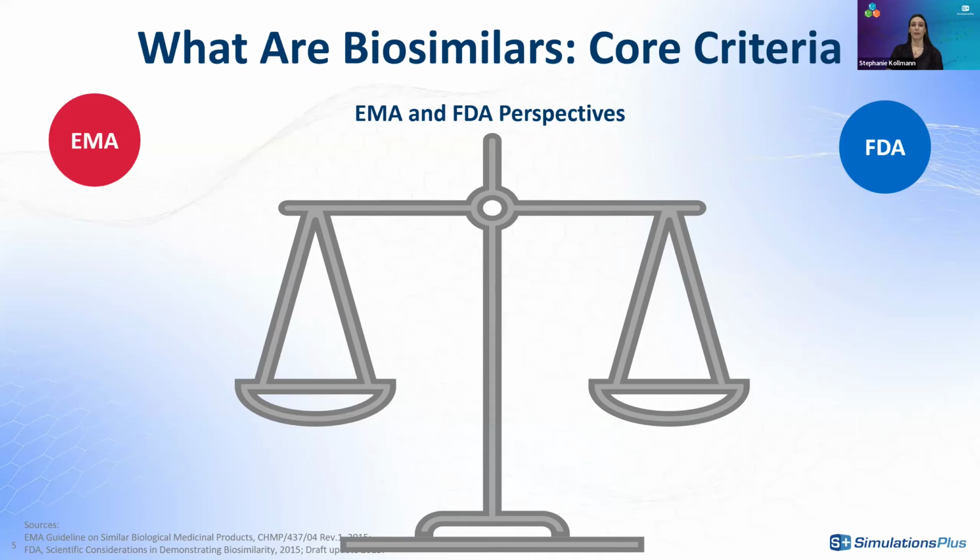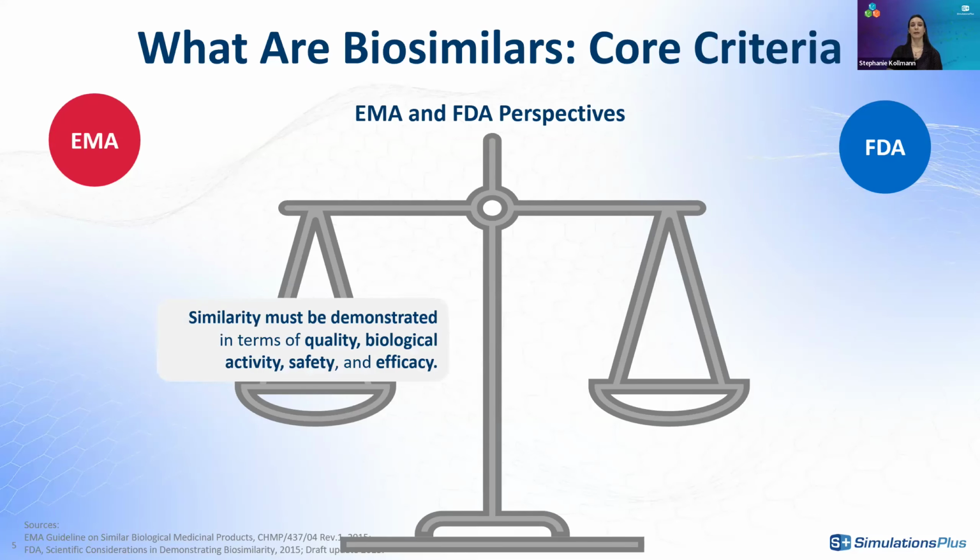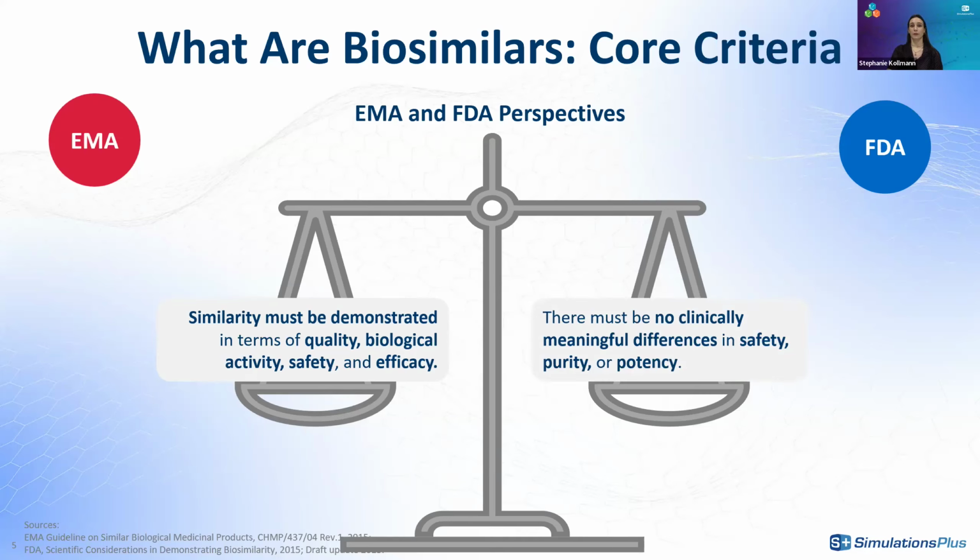Here we see the core criteria used by both the EMA and FDA to define biosimilarity. So the EMA requires that similarity be demonstrated in terms of quality, biological activity, safety, and efficacy, while the FDA, on the other hand, states that there must be no clinically meaningful difference in safety, purity, and potency.